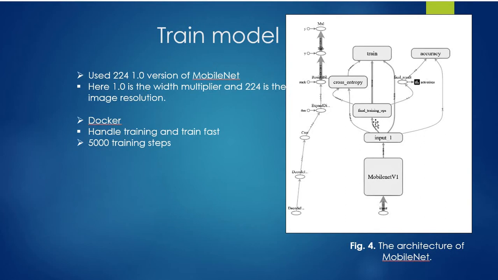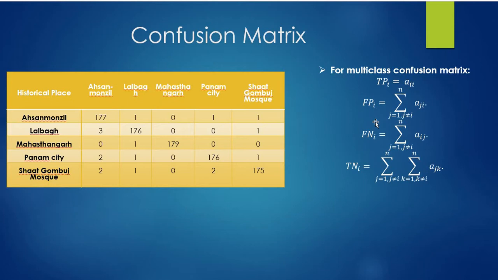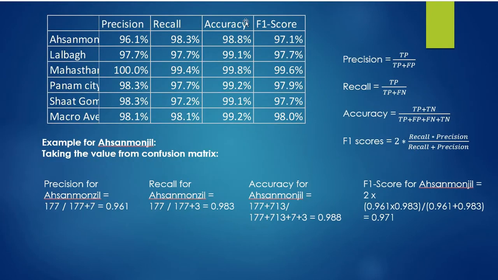Now here is the confusion matrix of our model, which we have created manually. These are the equations for finding the multi-class confusion matrix, and these are the precision, recall, accuracy and F1 score of our model. We have calculated these using these equations. It is not possible to show every precision and recall value, so for time shortage, we have given here the values for only one class, that is Ahsan Manzil.